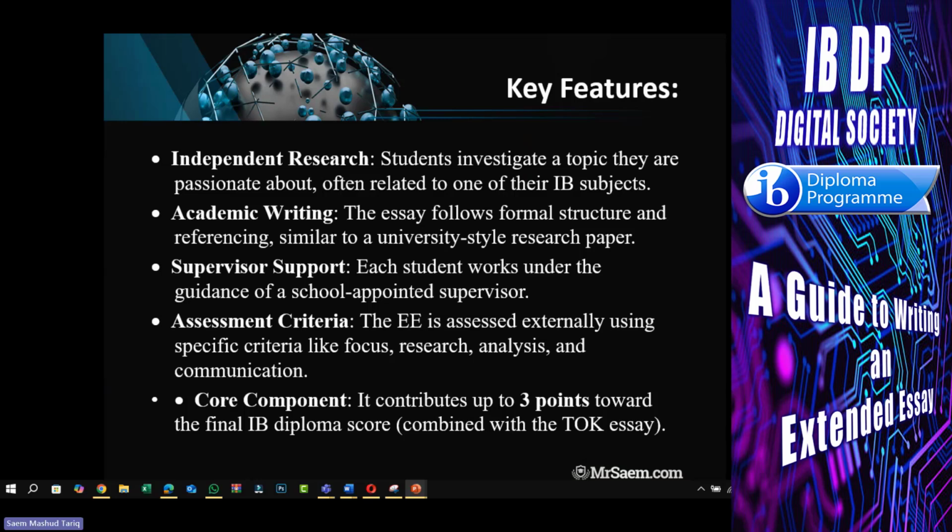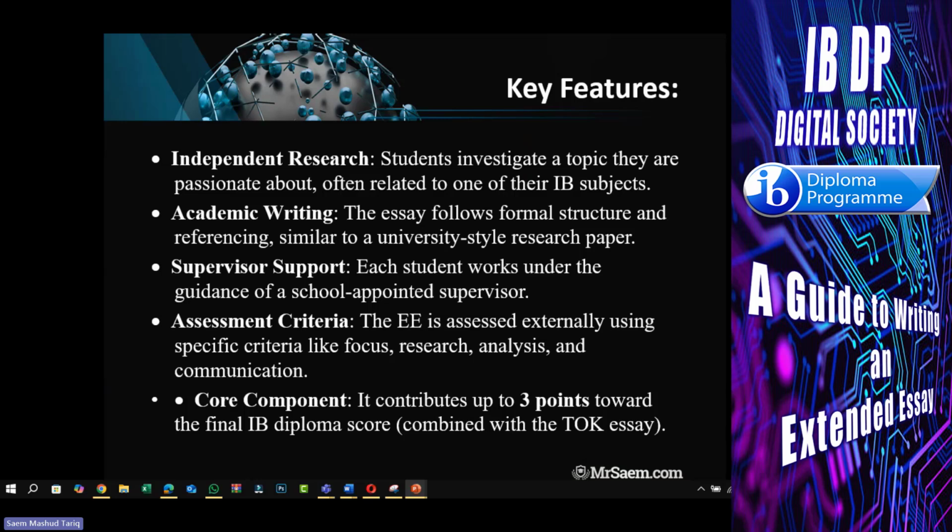Supervisor support has to be there, but it has to be limited, just to see how things are going. It's not like day-to-day supervision and assistance that has to be done. Assessment criteria: obviously it's externally assessed, okay? You specifically have to work on focus, research, analysis.